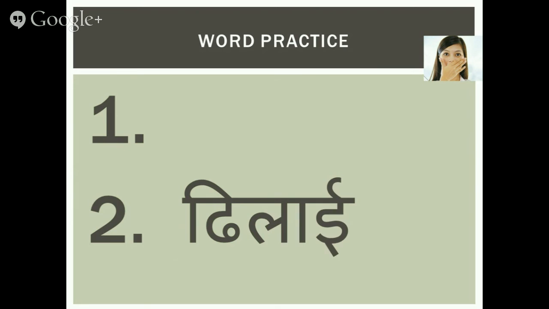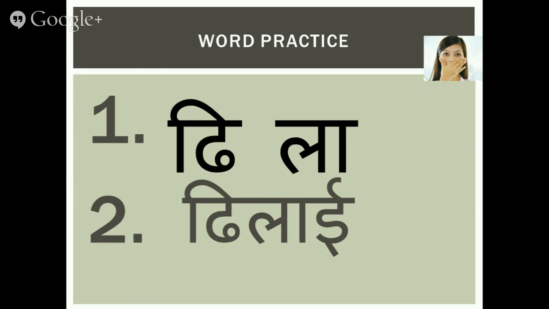All right, cool. First, T. Remember, air. T. It has a circle, has a hanging line, retroflex, air. Second syllable, la. T, la, T, la, T, la.